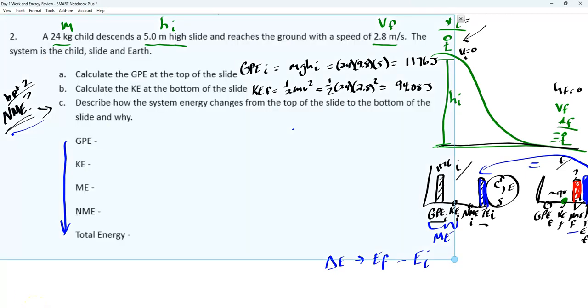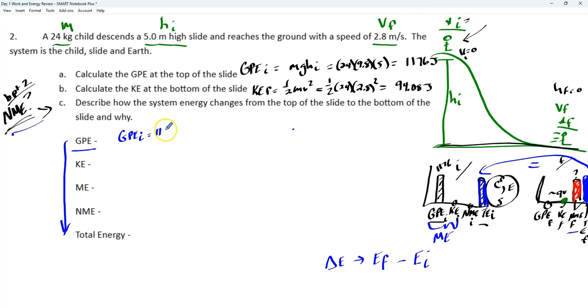All right. So what we need to do is talk about GPE. GPE is based on height. If we look at the energy bar, in the beginning, GPE initial was 1176. GPE final, and again, you don't have to do this with numbers, but I think it helps, is nothing. So how did it change? The gravitational potential energy went down, it decreased. GPE got smaller. And the reason why it got smaller physically is because the height got smaller, right?